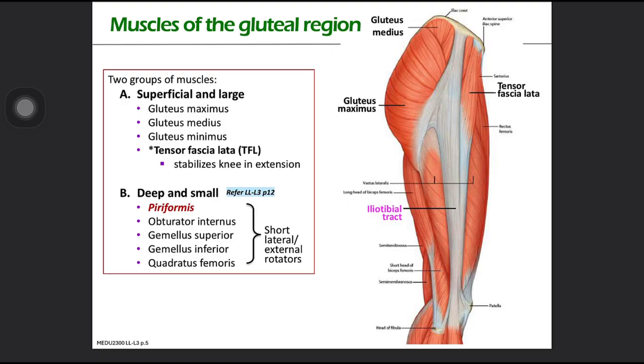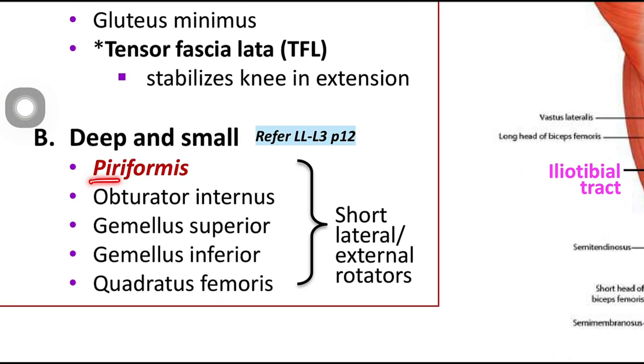Okay, and these are the deep group here. For the deep group, of course, we have to remove all these superficial groups so that we can see. So we have the piriformis. You should have heard about the piriformis, right? Because the piriformis is a very important landmark for the structures in the pelvic regions, and later on when we talk about the sciatic nerve, we will see the piriformis again.